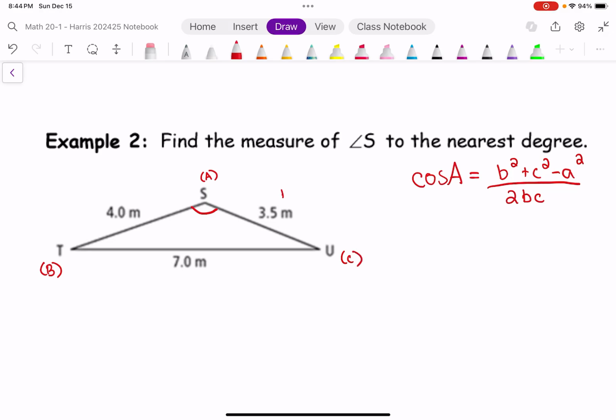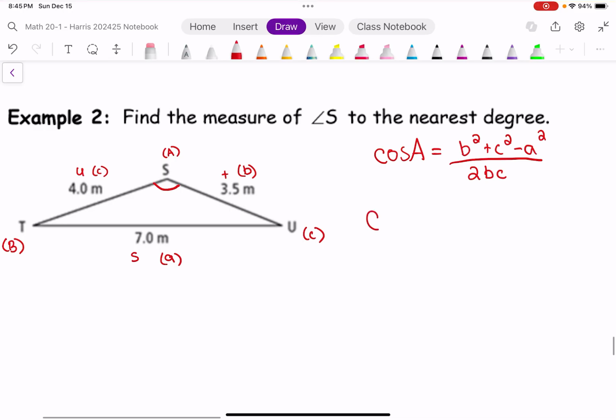So that means that this would be B. This would be a lowercase a, but it's technically lowercase s. This is technically lowercase t. And then this would be lowercase u, which would be like my c. If those a's, b's, and c's are confusing you, then you can just keep going ahead your own way. However, you need to be making sure whatever angle you're looking for, that's what you're setting as your A in your formula.